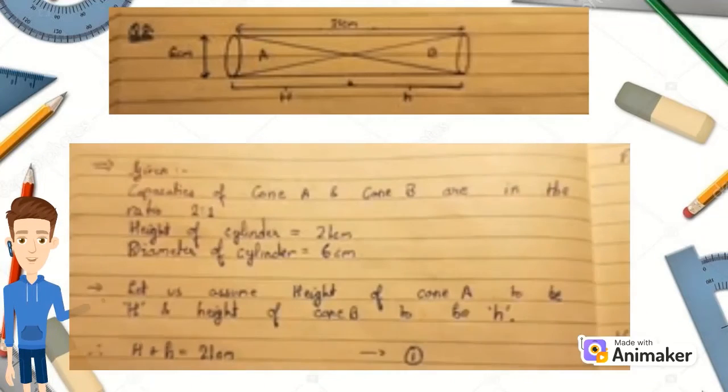First, write what is given in the question. Then, as we have assumed the height of cone A to be capital H and the height of cone B to be small h, the sum of the heights will be 21 centimeter as shown in the figure. So, capital H plus small h is equal to 21 centimeter. Let this be equation number 1.